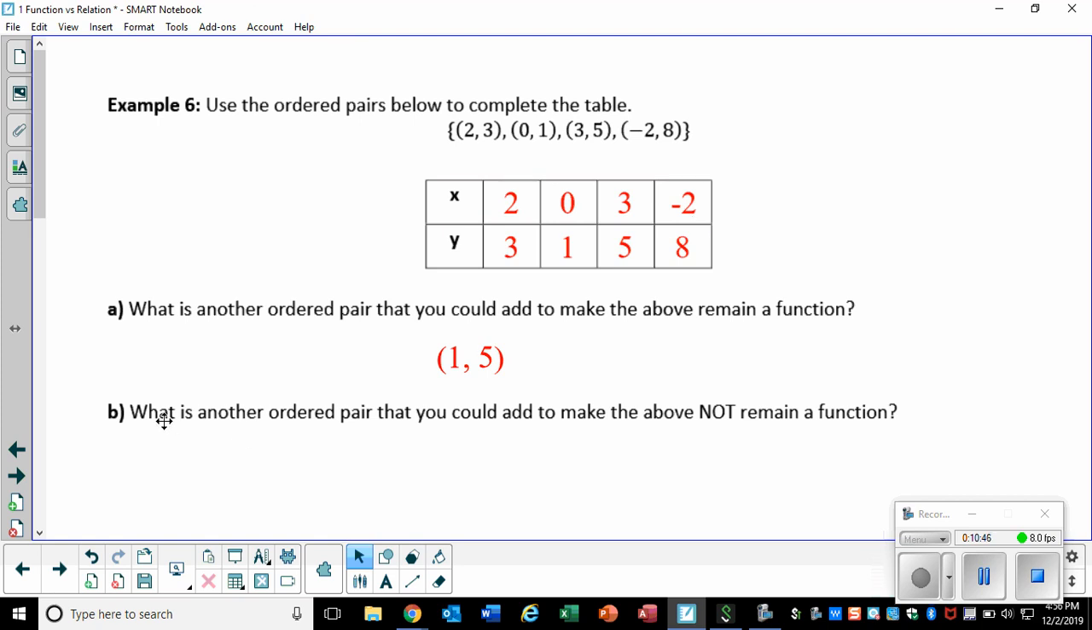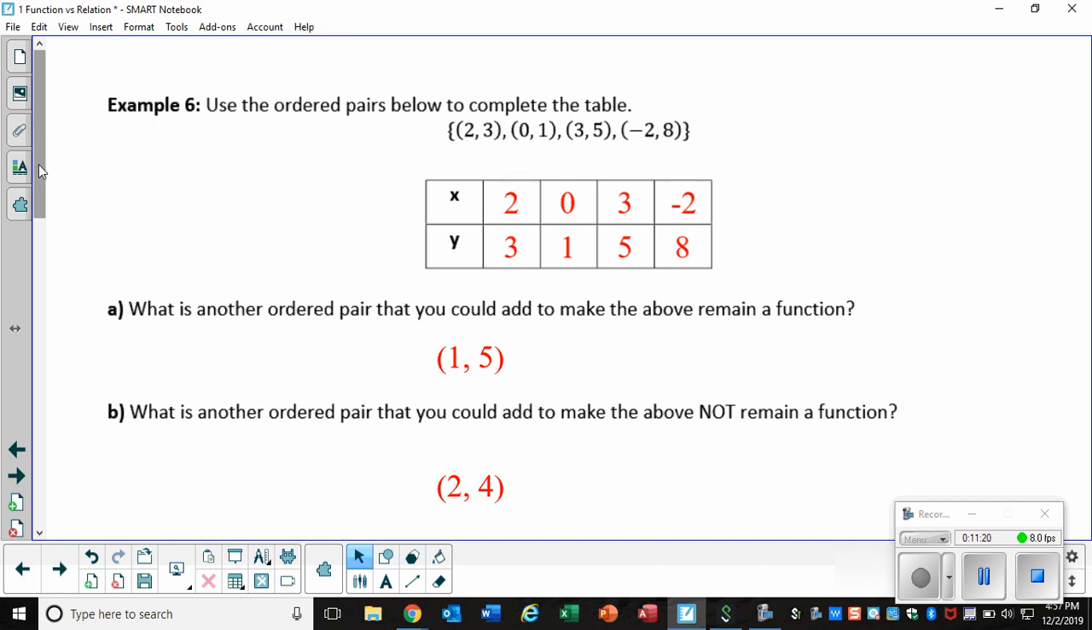Okay? For B, what if I wanted another pair that would make it not a function anymore? So if I didn't want this to be a function anymore, what's another ordered pair I can add to the end where it wouldn't work? Well, to be not a function means the x's need to repeat. So as long as you pick an ordered pair that either has 2, 0, 3, or -2 as its x value, it would no longer be a function. So here I picked 2, 4 because the 2 is now mapped to 3 and to 4.